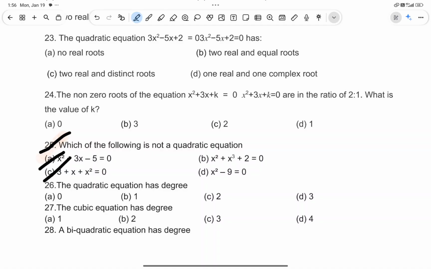Generally, what is the general form of the quadratic equation? a x square plus b x plus c equal to 0. Here a, b, c are real numbers, and a is not equal to 0. That is a condition. If in any case a equals 0, then the whole a x square term becomes 0, so the power is not 2 and it is not a quadratic equation. So this is also a quadratic equation, and this is not a quadratic equation. So this is our answer.